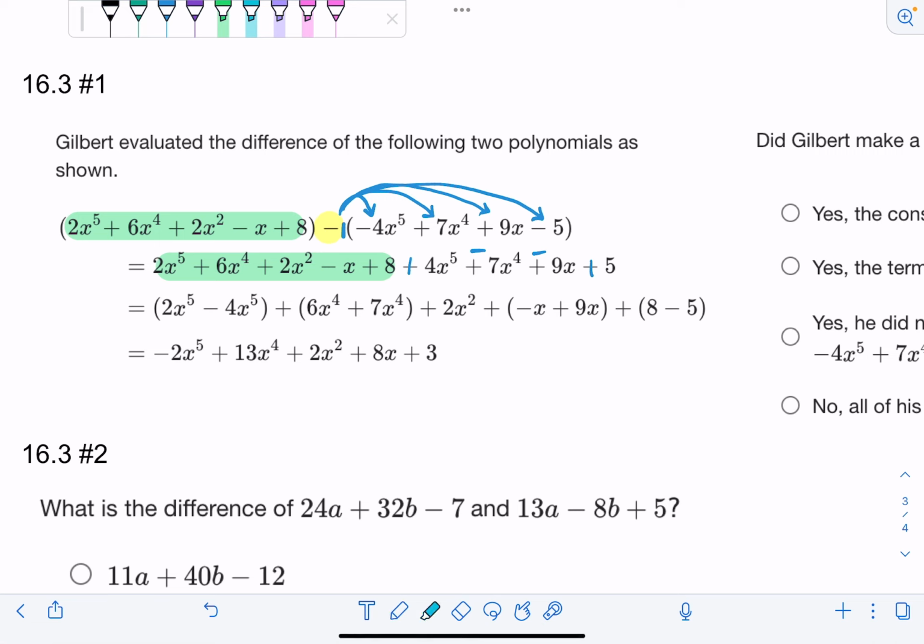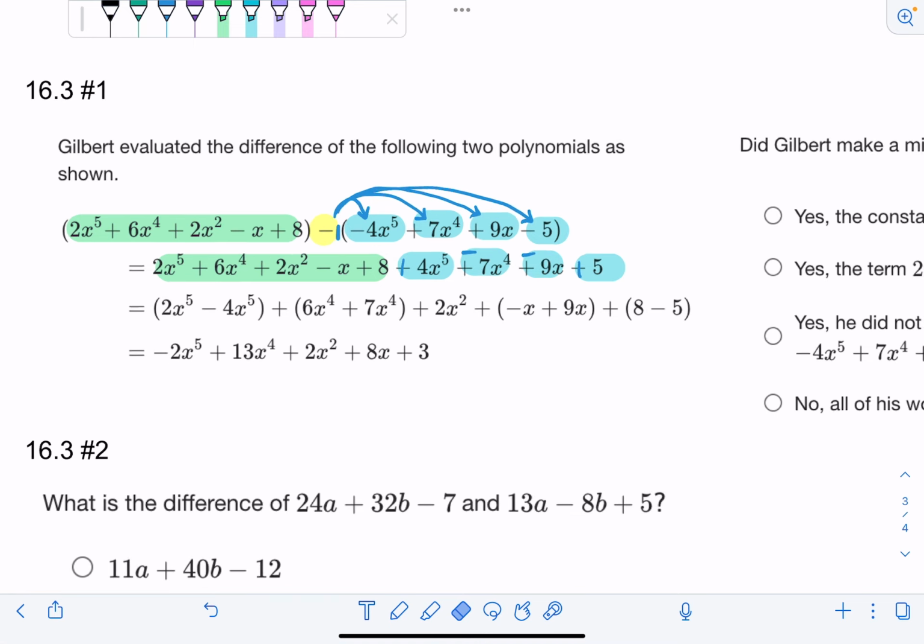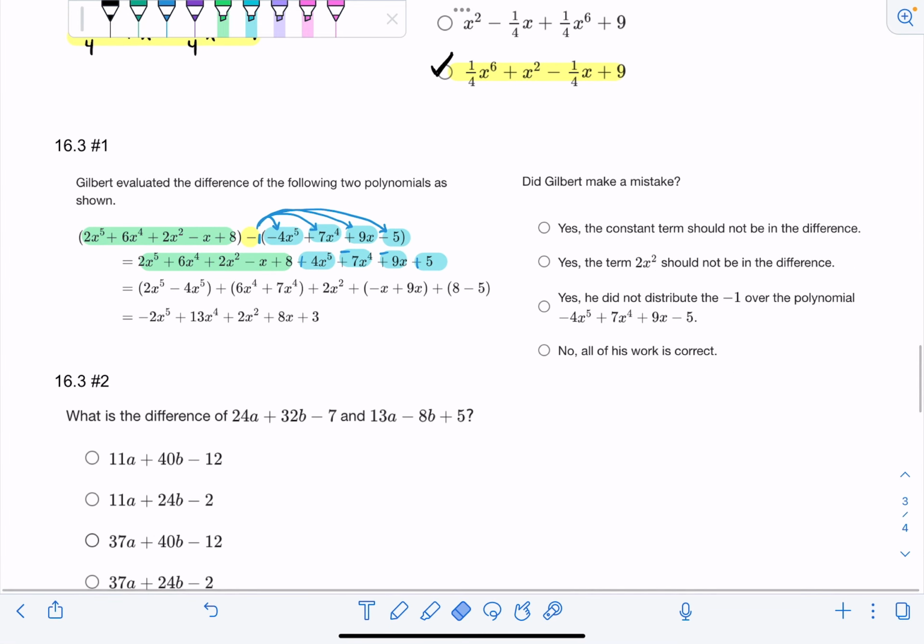So all of the signs in the second parentheses should have changed. A negative should have become a positive, a positive should have become a negative, and a negative should have become a positive. That's always the case for a subtraction problem with polynomials. Everything in the second parentheses you have to distribute a -1 to, and then it changes to a problem where we're just combining like terms, and the rest of the process is the same as addition, but we have to do that first step first. So that's his mistake. He didn't do that.